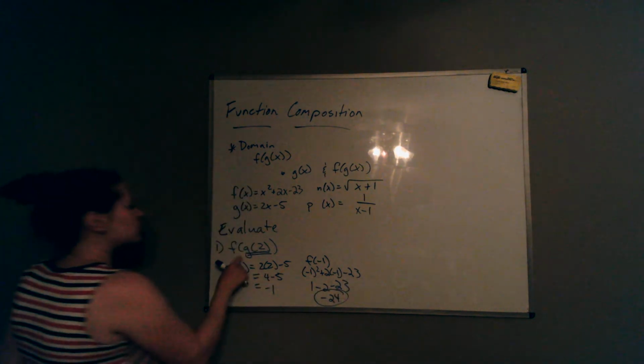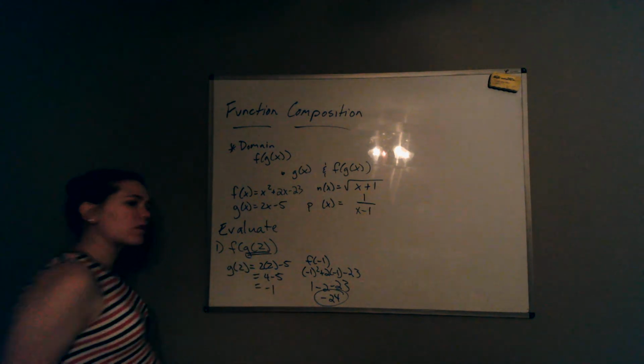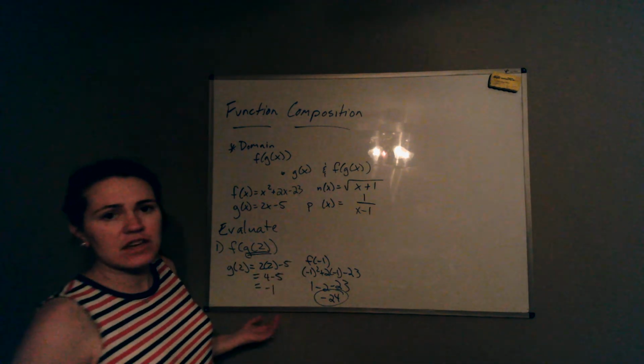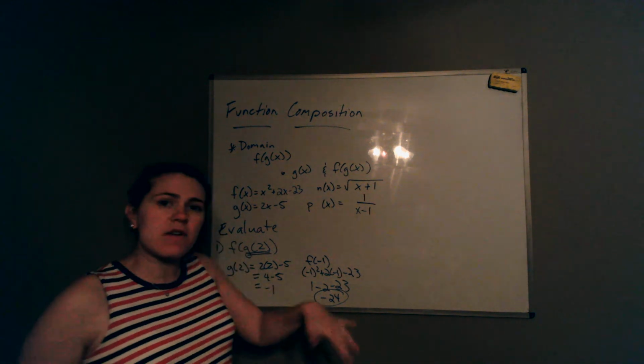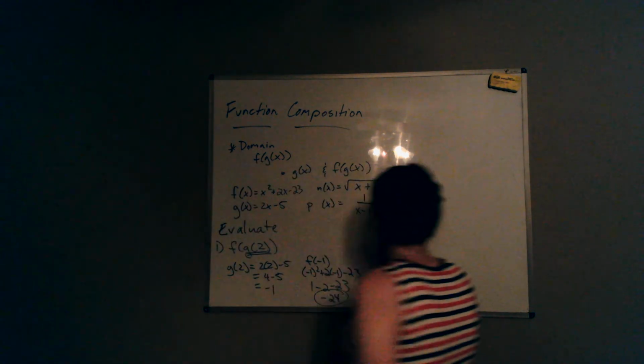So what does f of g of 2 evaluate to be? Negative 24. There's no domain you're giving here. You're actually plugging a number in and getting its output.